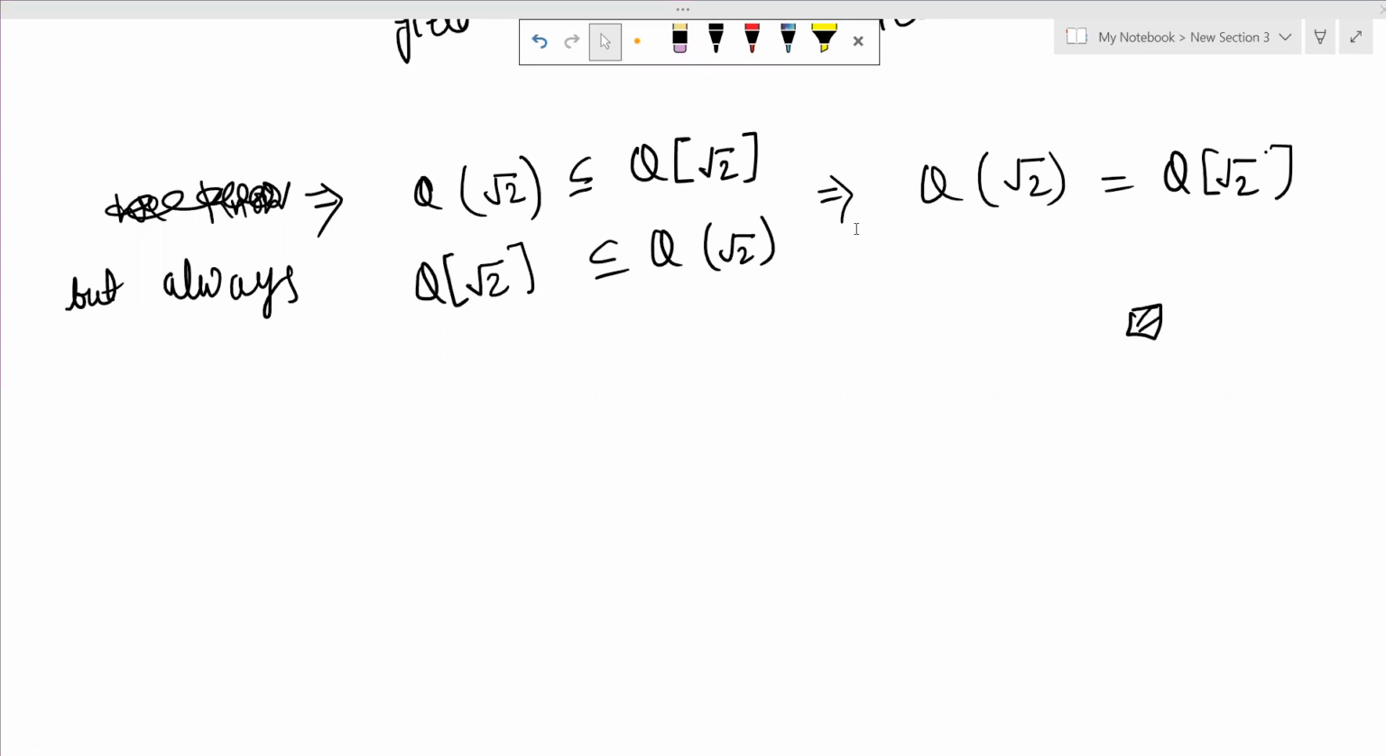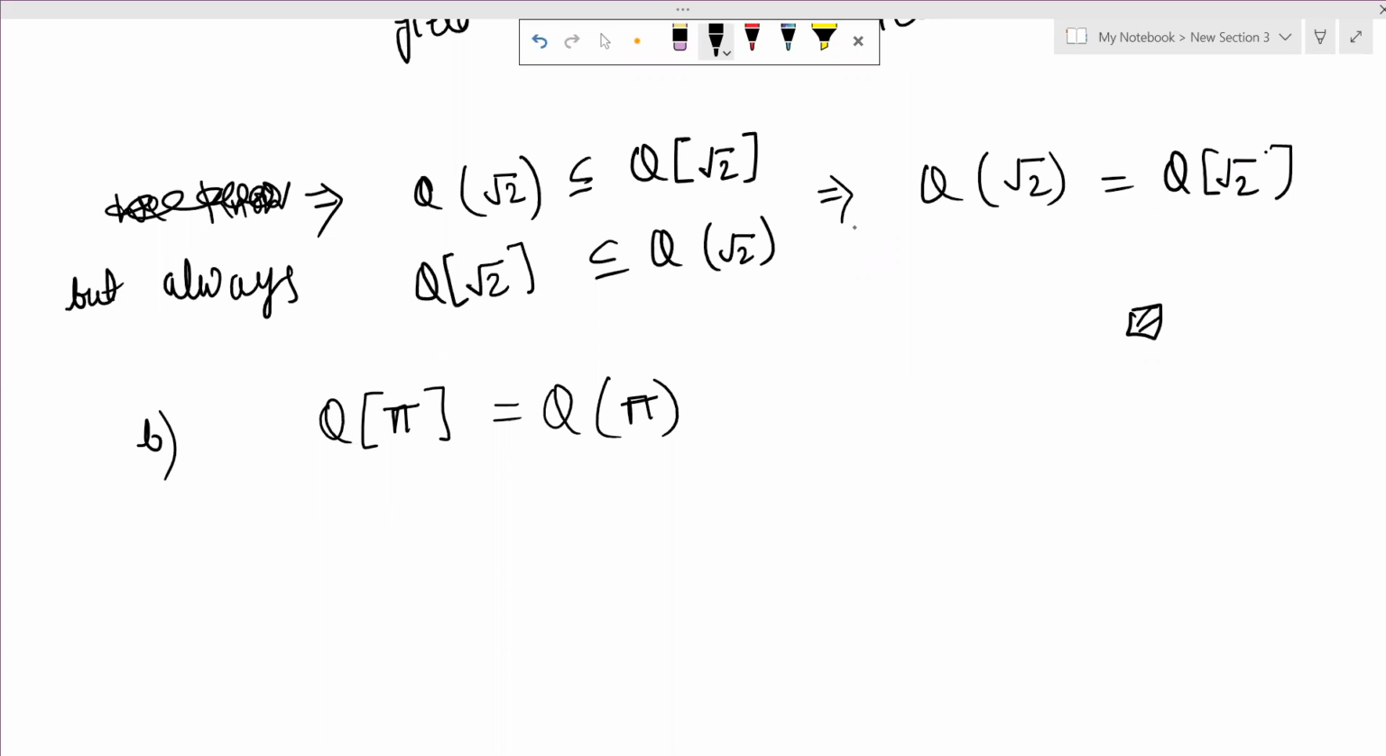So now the second option says something interesting. Is this clear or not? Is this equal or not? Q square bracket pi and Q round bracket pi. Is this the same or not?